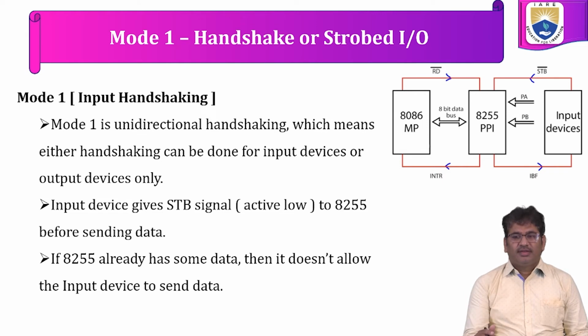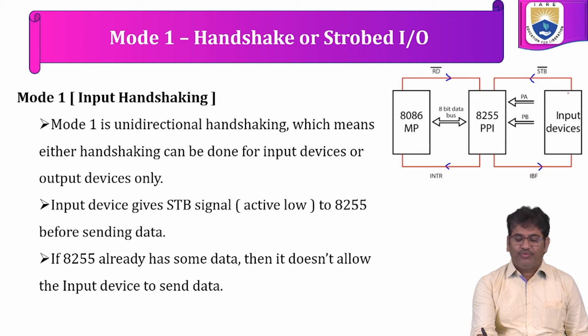The input device gives a strobe signal, that is STB, which is an active low signal, to 8255 before sending the data. If 8255 already has some data, then this request will not be allowed. Otherwise, the strobe signal will be considered for reading the data. Once the data is received, it will be sent to the processor.